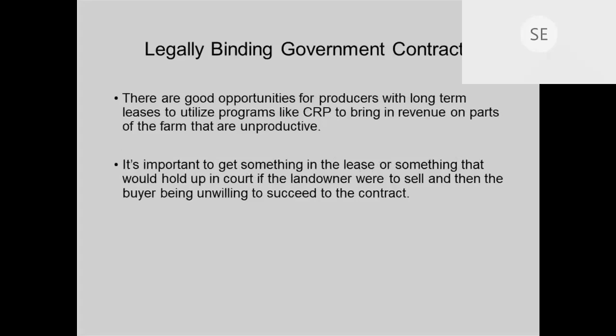But I've also seen a lot of opportunities where operators have had contracts for 15, 30 years, and it's worked out just fine. That's probably because they have a long-term lease and they're communicating with their landowner and they have that good relationship. So it's definitely a great program to bring in revenue for the marginal cropland in the places where CRP is intended to be anyway. But it's just important to get something in the lease or something that'll hold up in court if the landowner were to sell and then the buyer would be unwilling to accede to the contract.